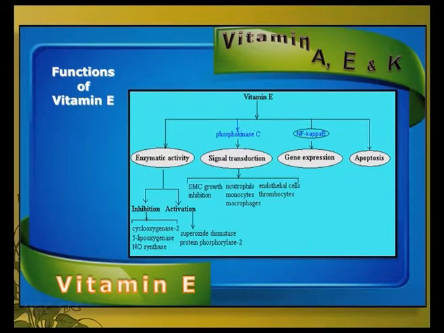Apart from its role as an antioxidant, presently lots of research is going on about many different functions of vitamin E. To make a long story short, these notable functions of vitamin E include its ability to inhibit and activate different enzymatic activities, its role in signal transduction through modulating protein kinase C, its ability to control gene expression through NF-kappa B, and finally its role in apoptosis or programmed cell death.